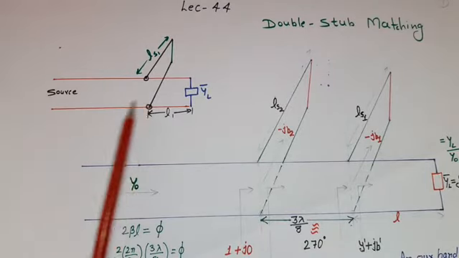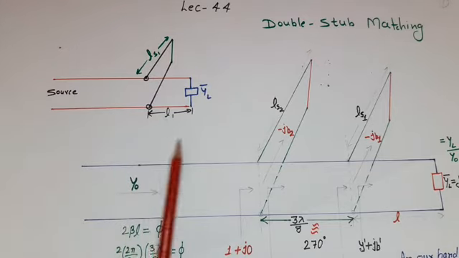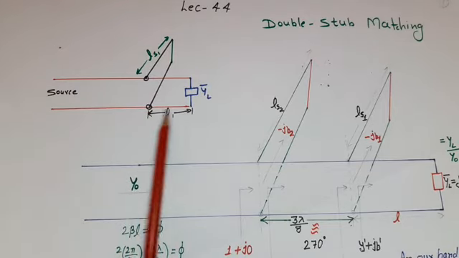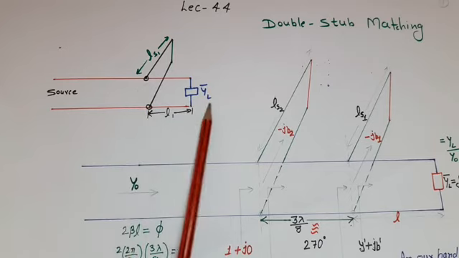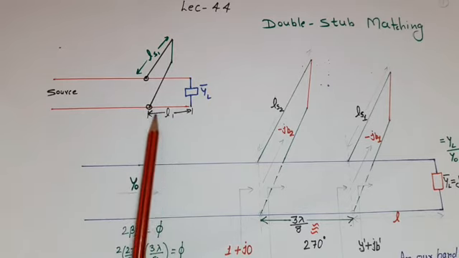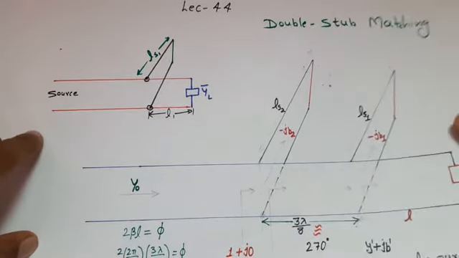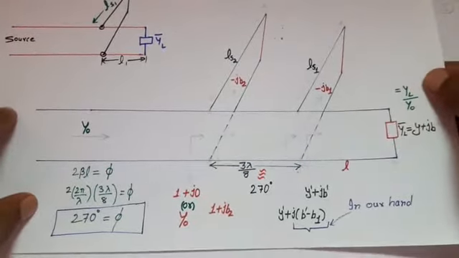In the previous lecture, we learned about single stub matching. But in single stub matching, we always need to change the position of the stub for different types of load. And because changing the position of the stub is not very easy, we always avoid it. In double stub matching, we do not need to change the position of the stub. We can match all loads with the transmission line just by changing the lengths of the stubs.